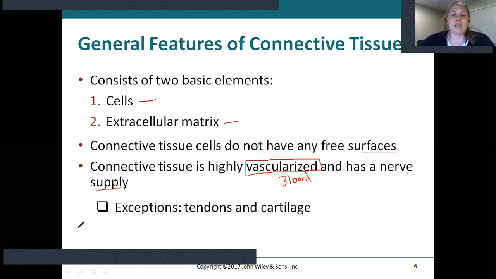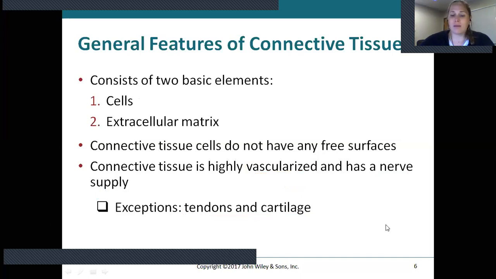Like I said, there are exceptions to connective tissue, and the exceptions for vascularization and nerve supply, or innervation as it might be called, would be tendons and cartilage. You're not going to see the same level of vascularization or innervation in those areas. So just using some of the lingo, hopefully it doesn't throw you off too much, but things like vascularization and innervation are just terms that are commonly used when you're discussing tissues. So it's worth getting used to them and hopefully thinking about what they mean.